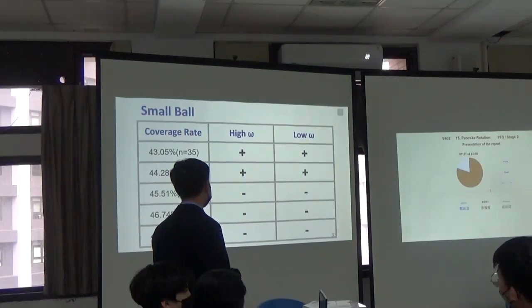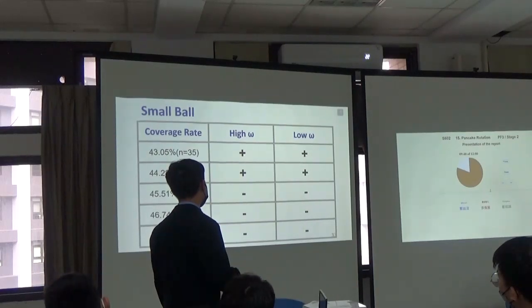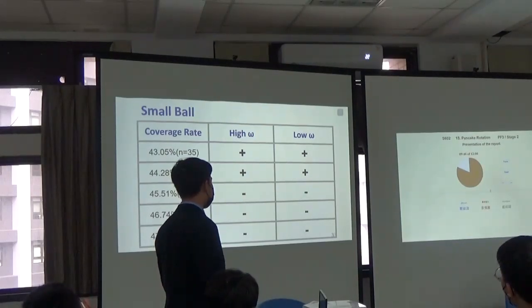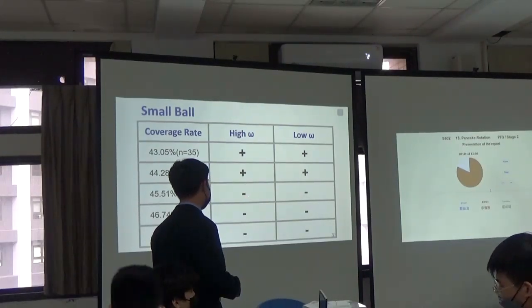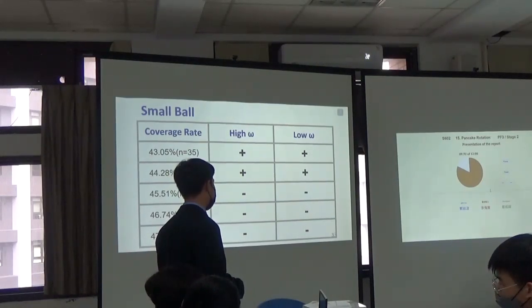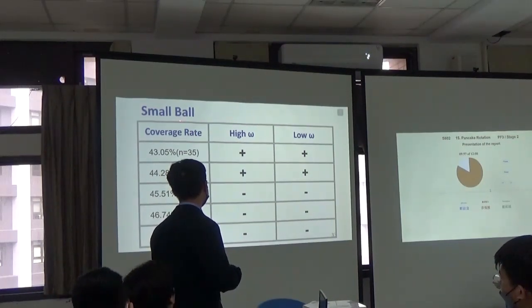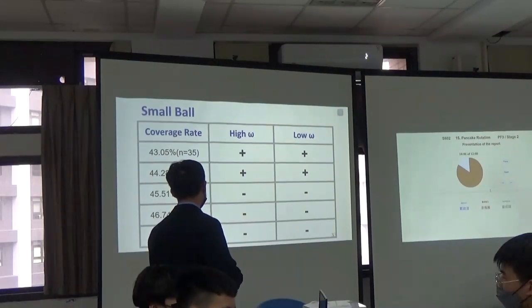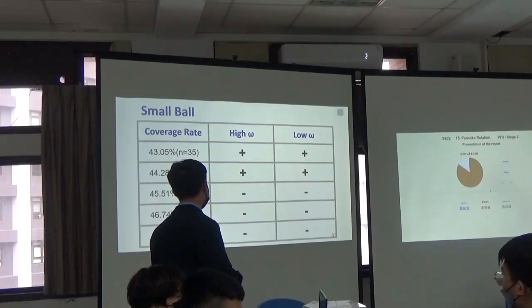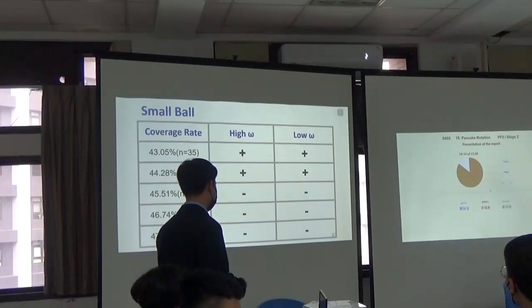In this chart, we can see the plus and the minus. The plus stands for the co-directional motion, and the minus stands for the opposite directional motion. In this chart, this is the small ball result, and when we have a high angular velocity, when the ball amount is 37, it will start the opposite directional motion, and the lower is 2.